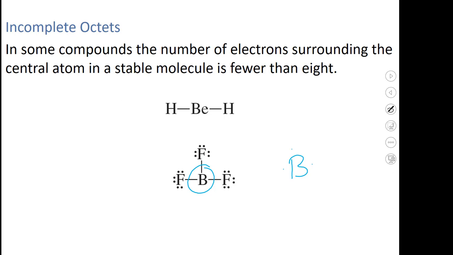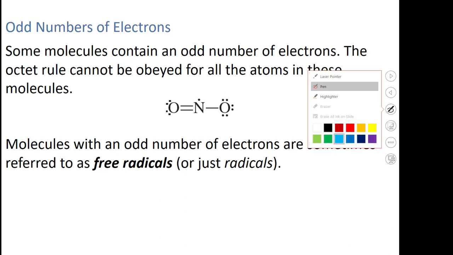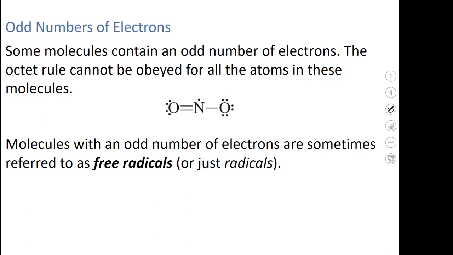There's also a special case of incomplete octet called an odd number of electrons. So far, when we were drawing Lewis dot structures, we always moved electrons in pairs, whether it's lone pairs, that's 2 electrons, or a bond that requires 2 electrons. Well, what if when you added up all your valence electrons, you ended up with an odd number? For example, let's look at the NO2 molecule. If I added up the number of valence electrons for NO2, nitrogen has 5, oxygen has 6 times 2, because there are 2 of them. How many valence electrons are in this molecule?